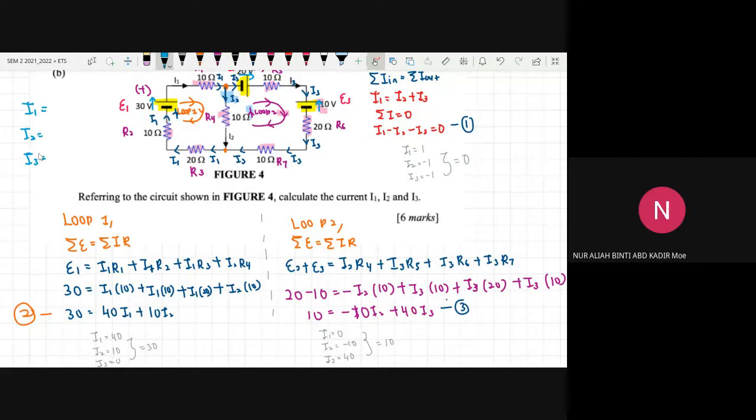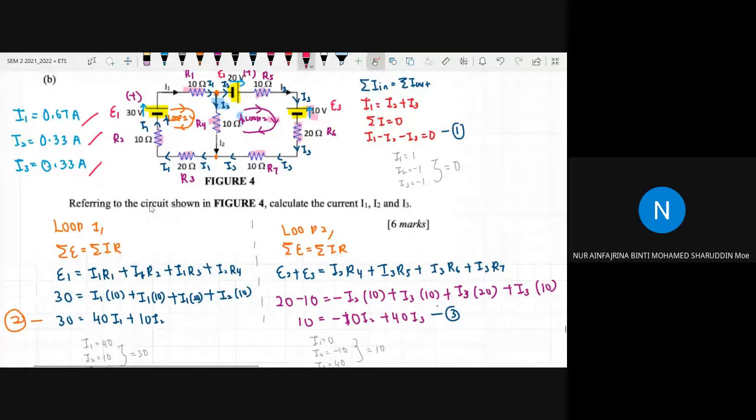I1 0.67. Kejap, I1 berapa? 0.67. Okay, I2. 0.33. Okay, I3. 0.33. Mantap. Tepat sekali. So inilah jawapannya. Okay, boleh? So we are done with Chinese New Year question.